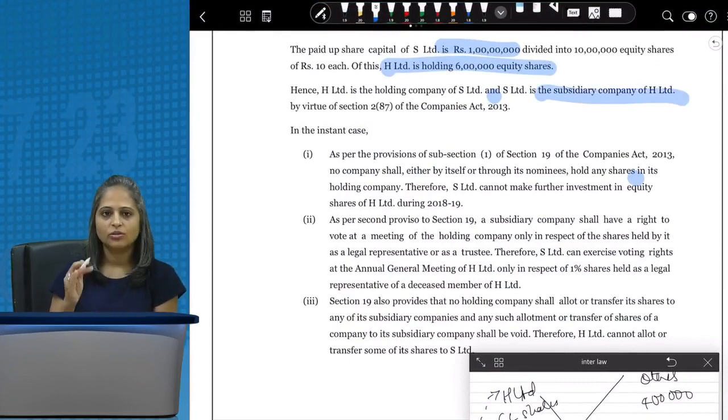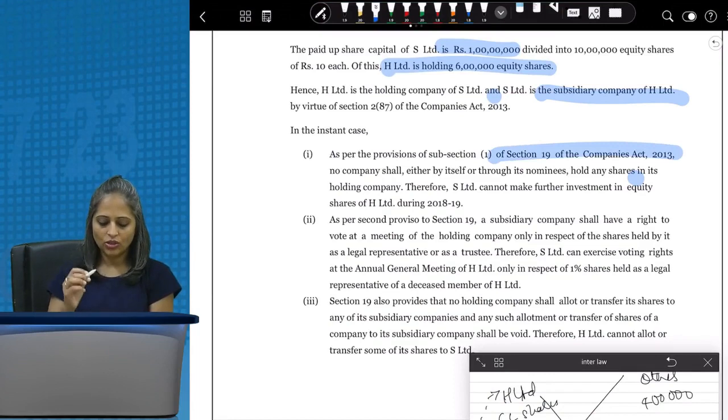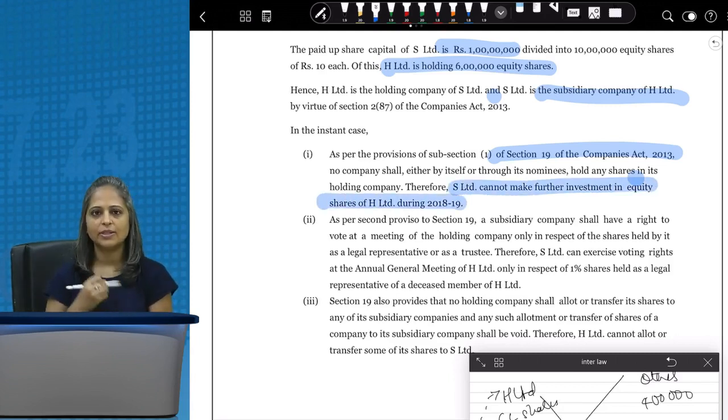Now, answering point-wise, like the question asked, as per the provisions of subsection 1 of section 19 of the Companies Act, no company shall either by itself or through its nominees hold any shares in the holding company, and therefore S Limited cannot make further investment in the shares of H Limited during the year 18-19.